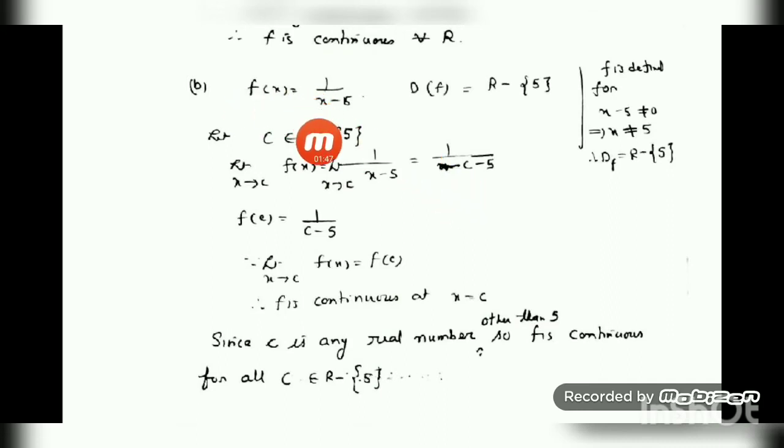And what is f(C)? Let us find out. It will be 1 by C minus 5 again. So we have seen that the limit x tends to C of f(x) and the value f(C) are equal. That means f is continuous at the point x equal to C. So since, as earlier, C is any real number other than 5 and it is continuous at that point, f is a continuous function for all real numbers. If it is continuous for any C, it means it is continuous for all C. That you try to remember.